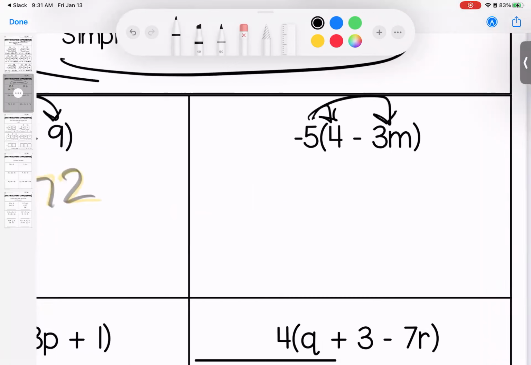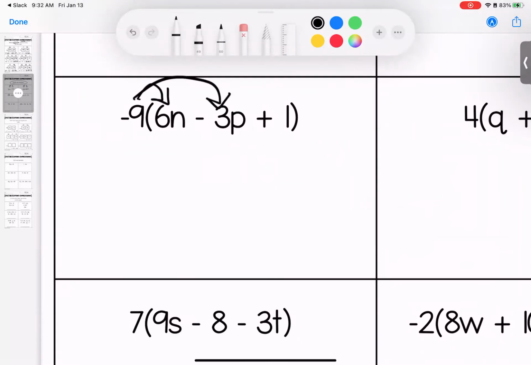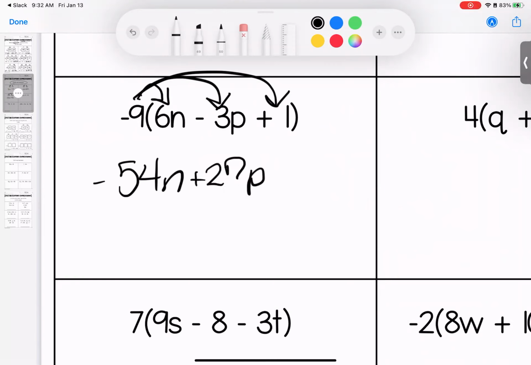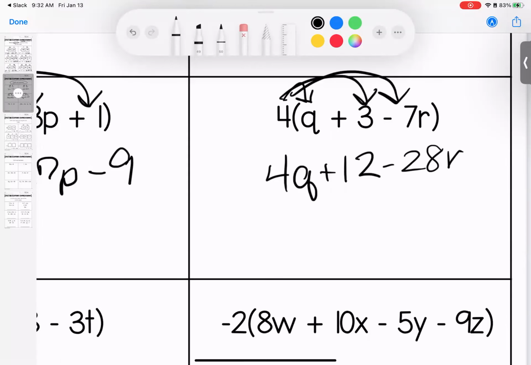Over here, we're going to share it out. So negative 5 times 4 is negative 20. Negative 5 times negative 3 is positive 15. Don't forget your M. Moving and grooving, sharing our negative 9 with all of our friends. Remember to pull the sign from in front. Negative 9 times 6 is 54N. It's negative, opposite signs. Negative 9 times negative 3 is positive 27P. Negative 9 times 1 is negative 9. Over here, sharing out my 4. We have 4Q plus 12 minus 28R.